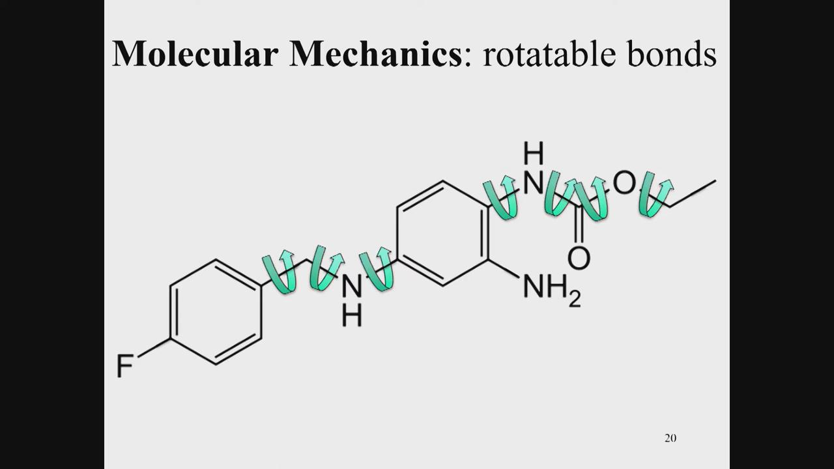What about this one? Well, in this case, we would swing that methyl group at the end around like a propeller, and yes, that would change the structure, but not as significantly as some of the other ones. What about this one? What if we spin this one around? Well, it depends on what detail you're interested in.